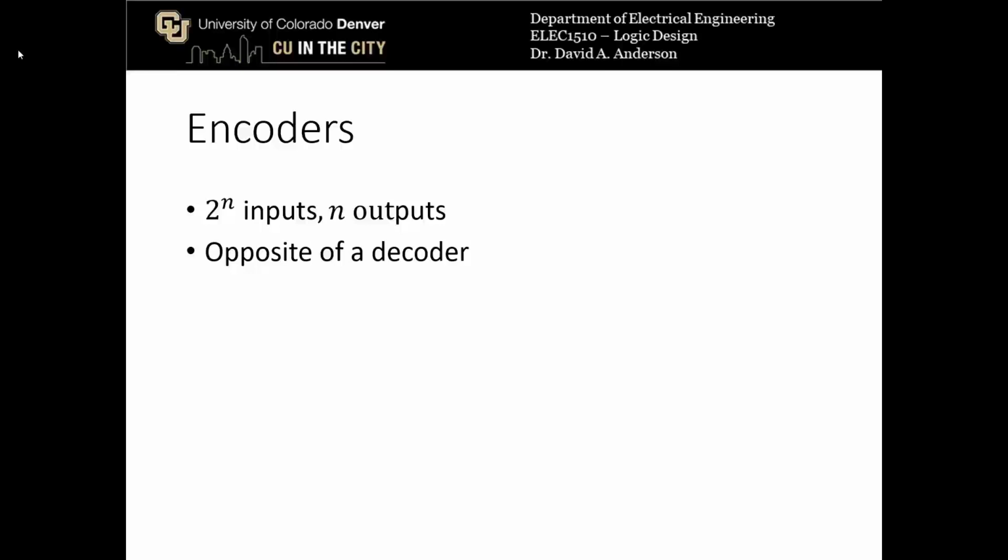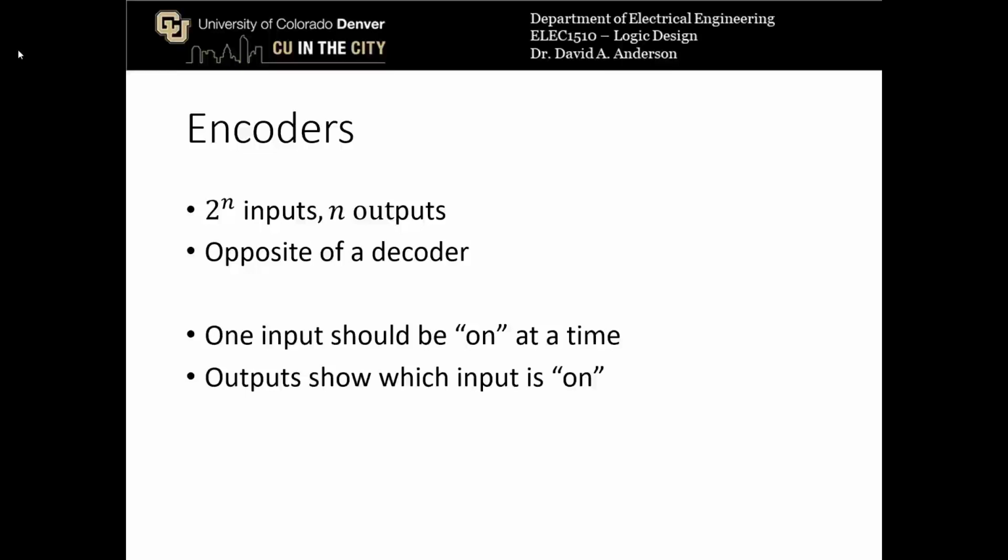Encoders are basically the opposite of a decoder. If they have 2 to the n inputs, they'll have n outputs. Decoders have n inputs and 2 to the n outputs. Basically, for an encoder, one input should be on at any given time. So any set of inputs where more than one of the inputs are on at a time is an illegal operation. The outputs will show which input is on.